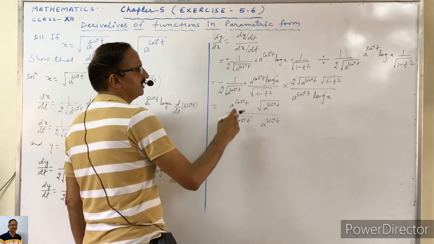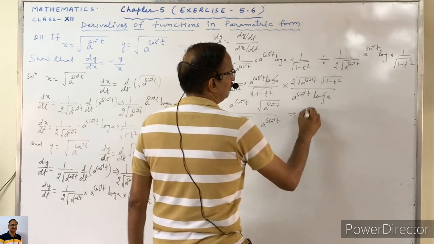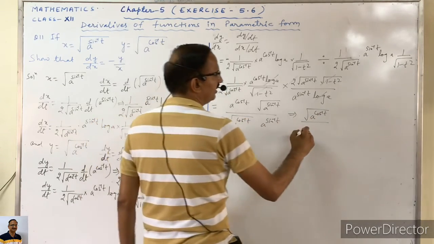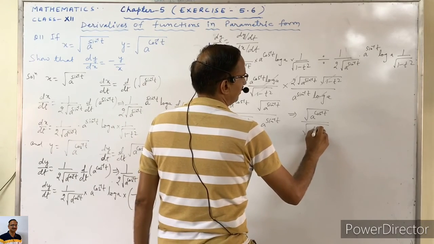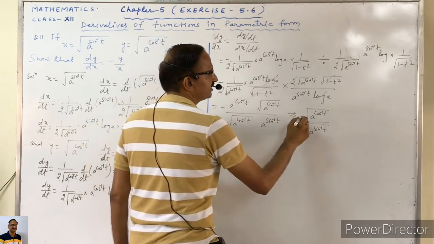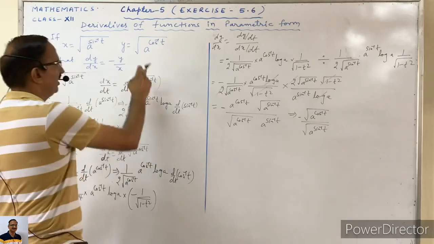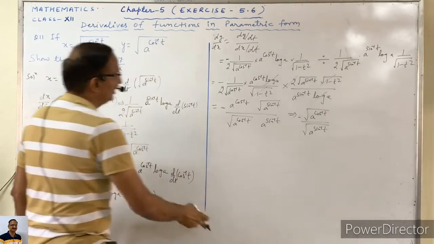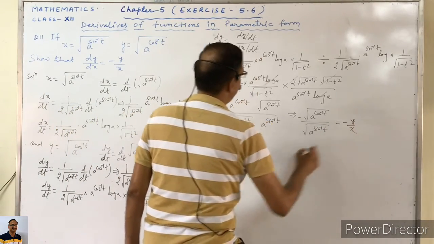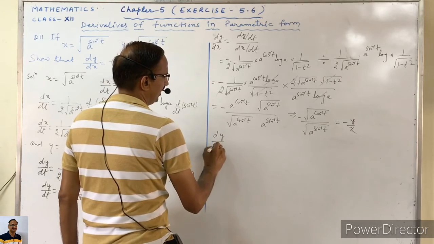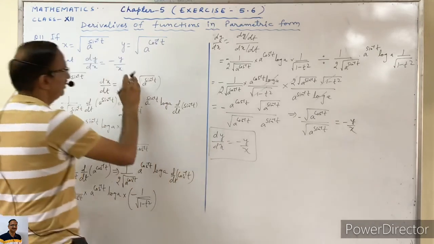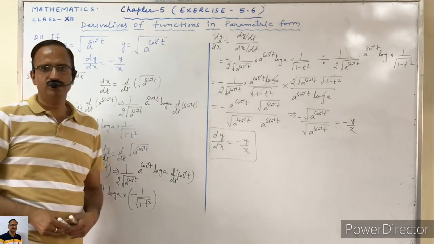Now these two cancelled, and we will get root a raised to power cos inverse t in the numerator. When these two cancel, we will get root a raised to power sin inverse t in the denominator, and this minus sign is as it is. So this is nothing but the value of y, and this denominator is x. So finally we can write this as minus y by x. So the value of dy by dx equals minus y by x. Hence it is proved. So in this way we can solve the problems.